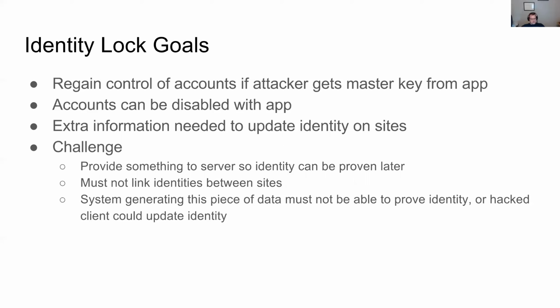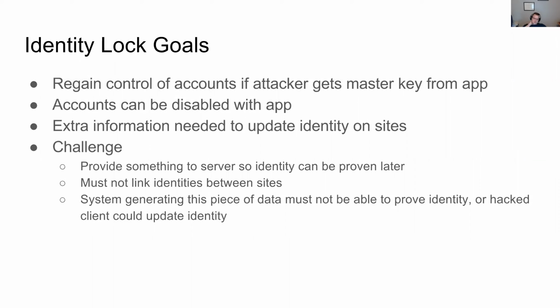Someone gets into your phone, maybe you install a malicious app, and it steals the unlocked master identity key, right? It's been unlocked, decrypted in RAM, and this exploit is used to go steal that image. So the attacker now has access to all of your sites. They can log in as you anywhere they like. So what can we do in this situation?